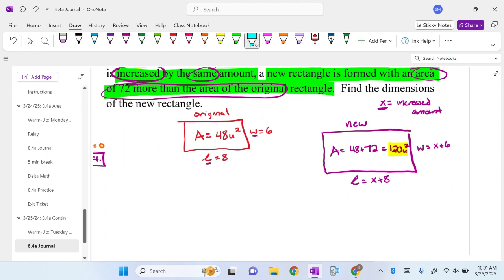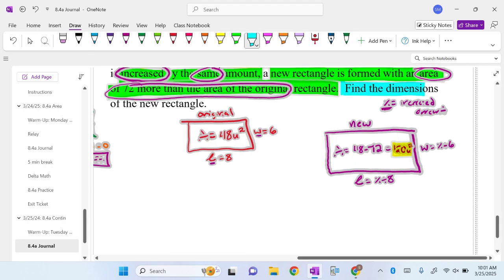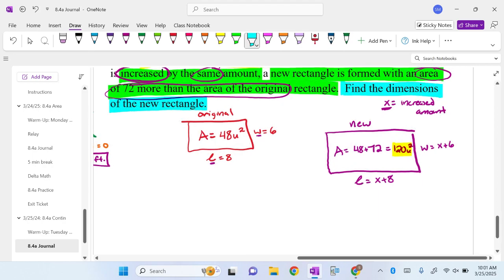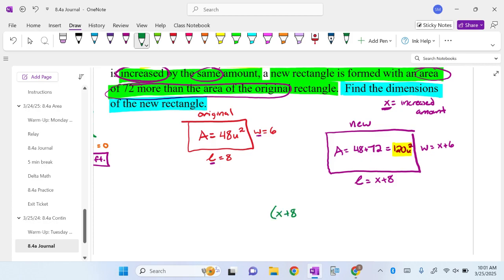Now the last part of the question is it wants us to find the dimensions of the new rectangle. So first things first, we have to figure out what amount they actually increased each of those lengths by. We're going to set it up just like we've been doing. So what do you think the setup's going to be? Right, x plus 8 times x plus 6 equals 120. We're writing an equation to represent the area.